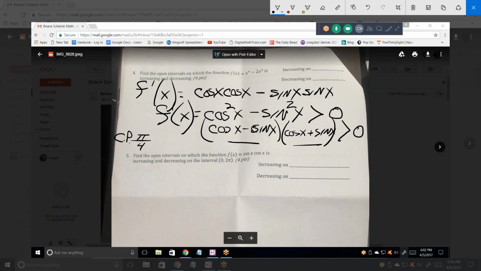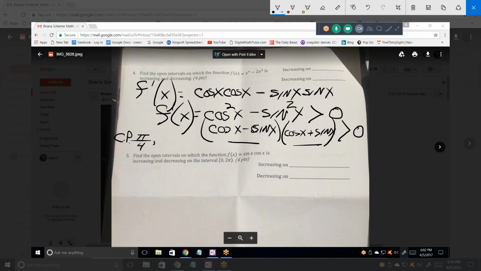Now, when I go in my second quadrant, this might work. I'm not sure it's going to be the fastest way, but it might be. What's my other critical point? In other words, what other quadrant is the sine of cosine the same as the sine of sine?